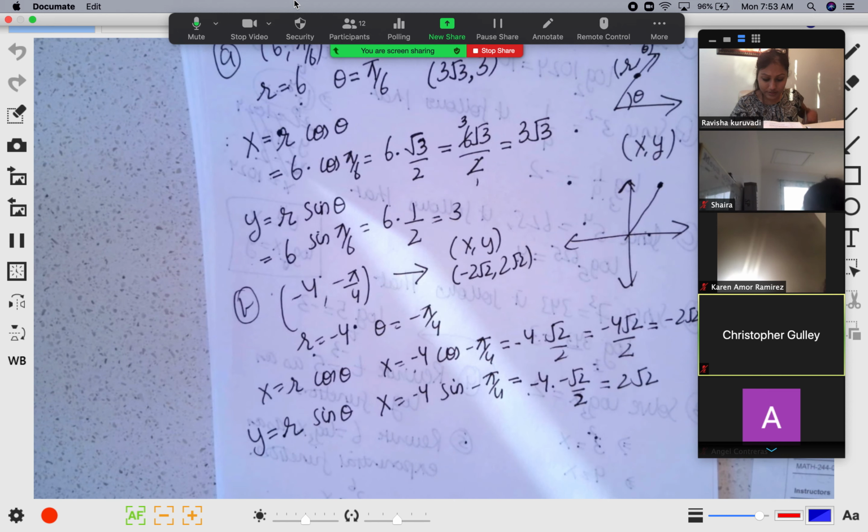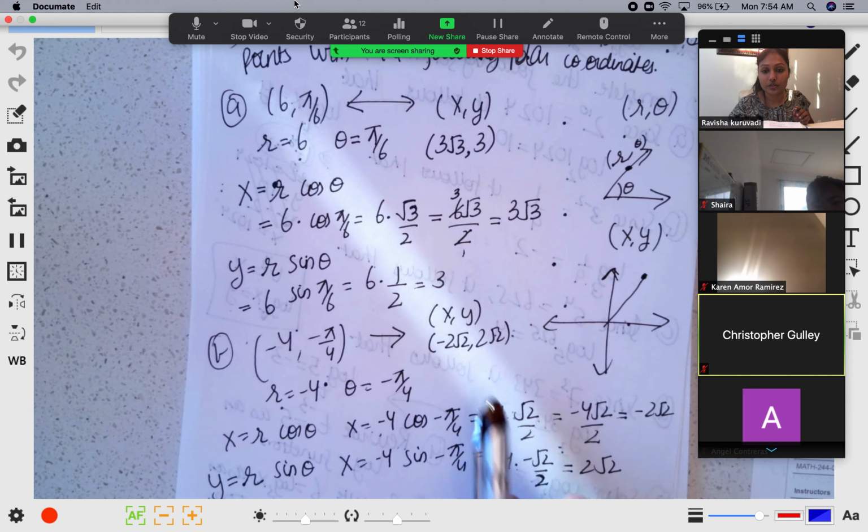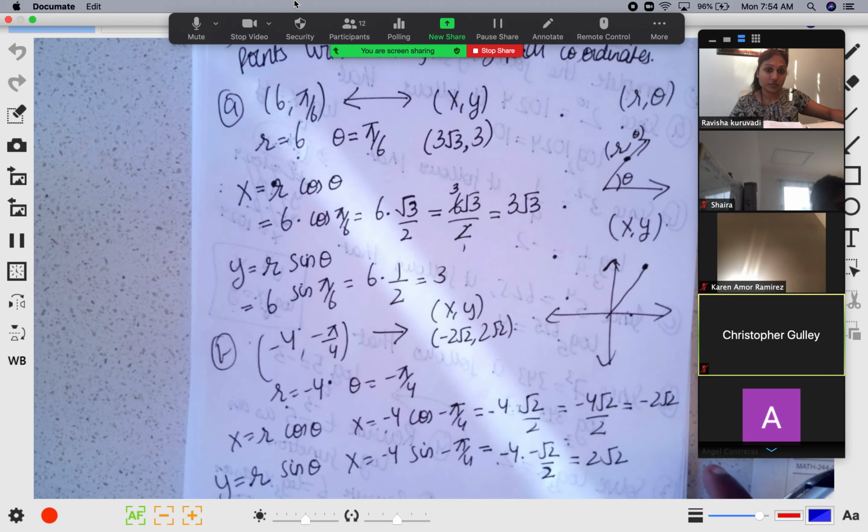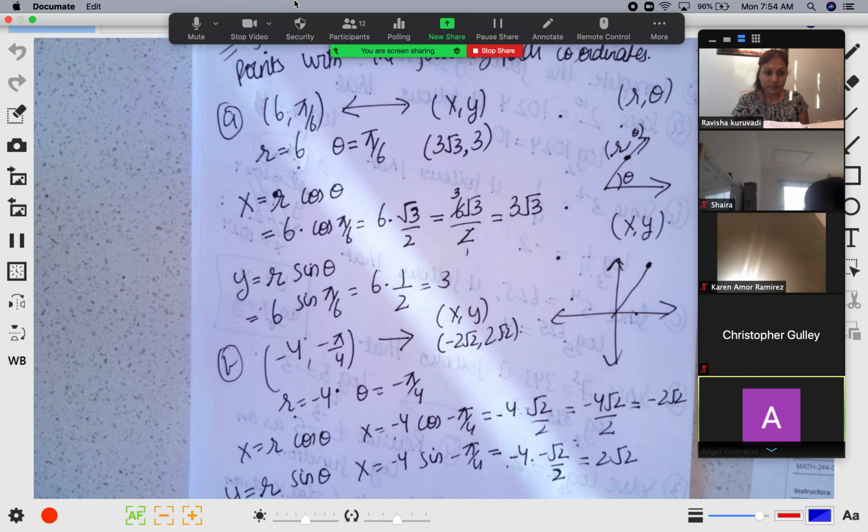Any questions, anyone, with this? Does anyone want me to do more examples on how to convert from polar to rectangular? Everyone done with this? Because next I'm moving to rectangular to polar.